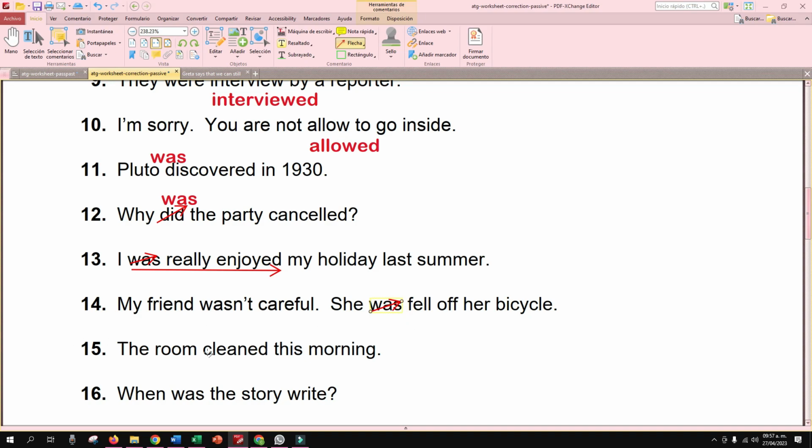That's good. The room cleaned this morning. The room cleaned this morning. What does the room mean? The room was cleaned. Yes, Edwin, that's great. The room was cleaned this morning. That would be excellent. And the last one, Edwin.